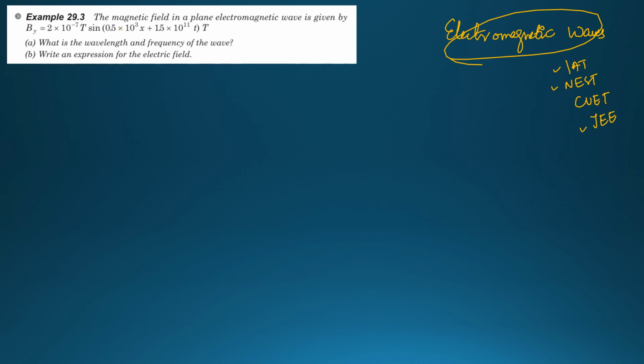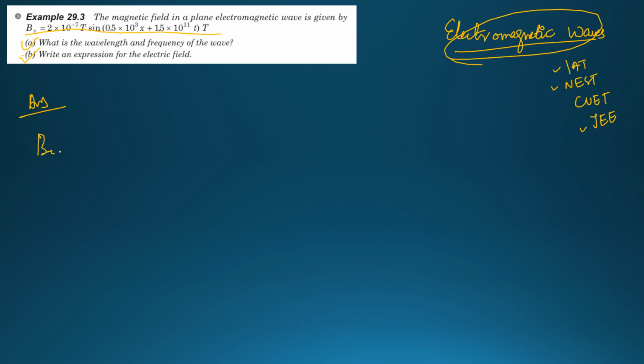Okay, so the first question will be on magnetic fields. I assume that you have a strong base in electromagnetic waves. So the magnetic field in a plane electromagnetic wave is given by By is equal to this much. What is the wavelength and frequency of the wave? That is the first question, and then write an expression for the electric field. First of all, the electromagnetic wave is given.